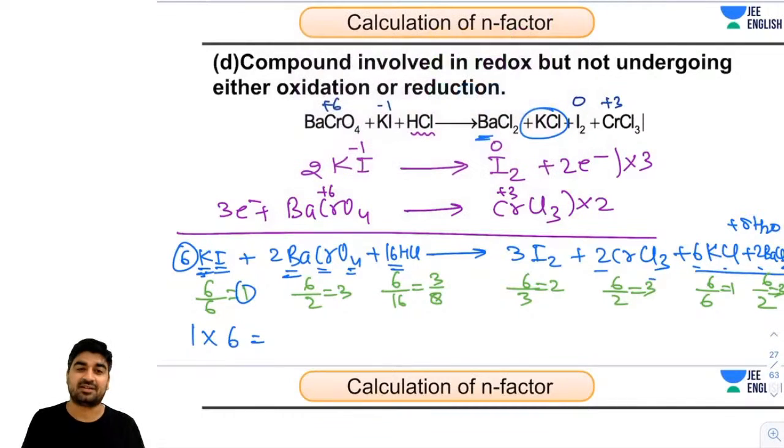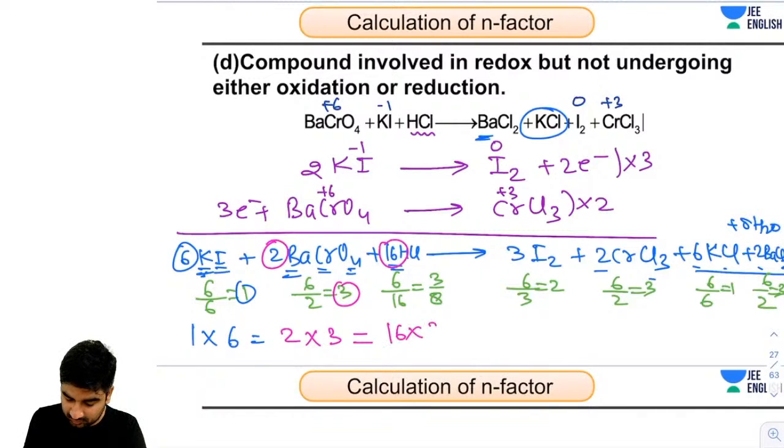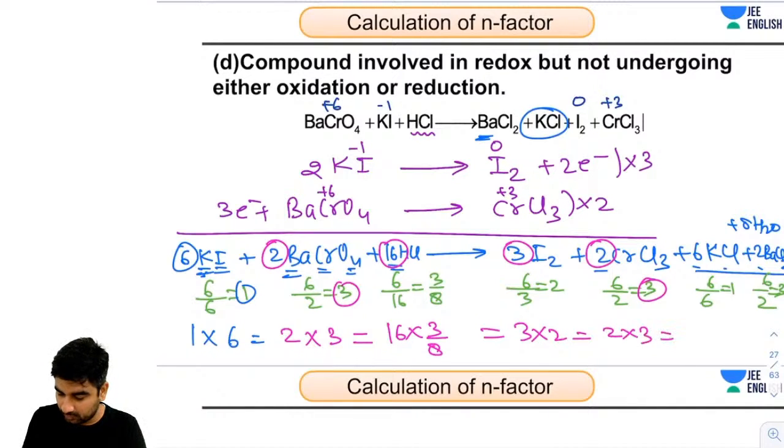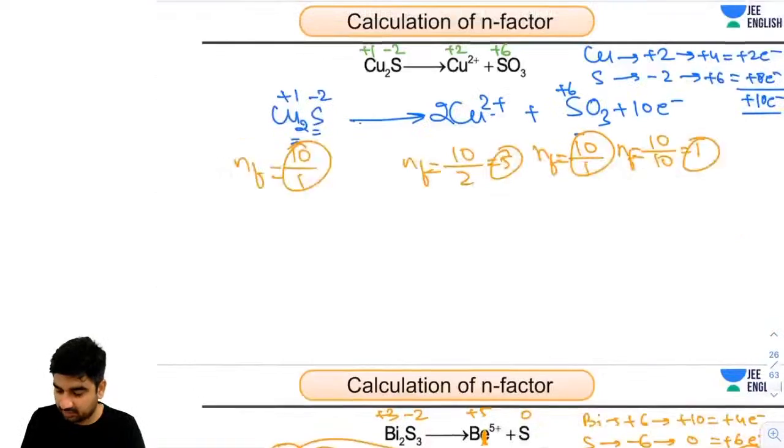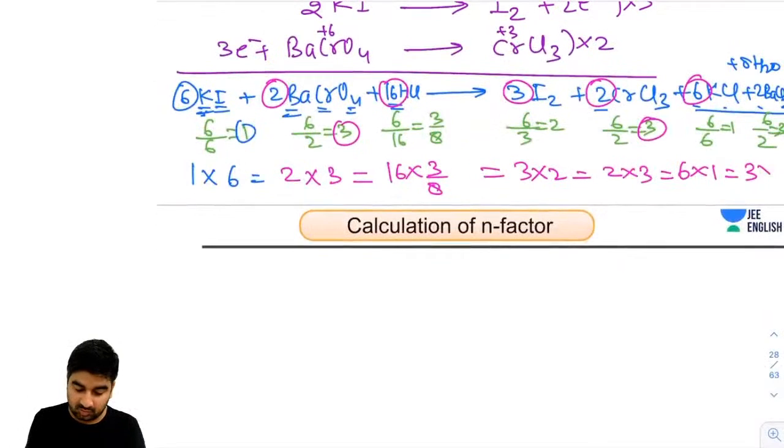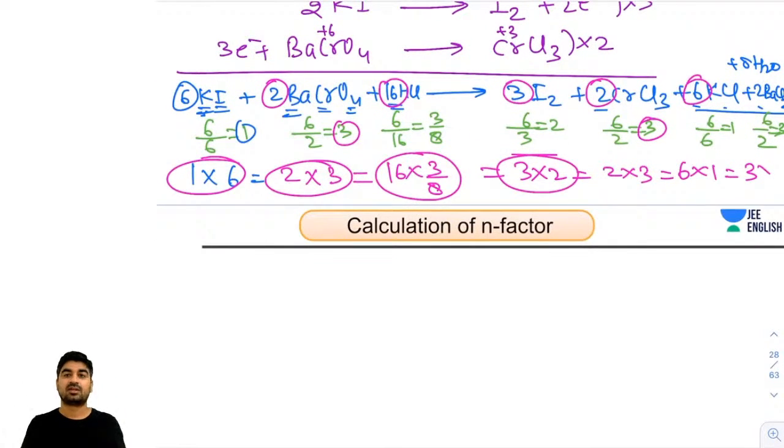Okay, let me change the color. I think I should take it pink now. And then we have 2 into 3, 16 into 3 by 8, 3 into 2, 2 into 3. I think, okay. Now you can see everywhere the number of equivalents is 6.